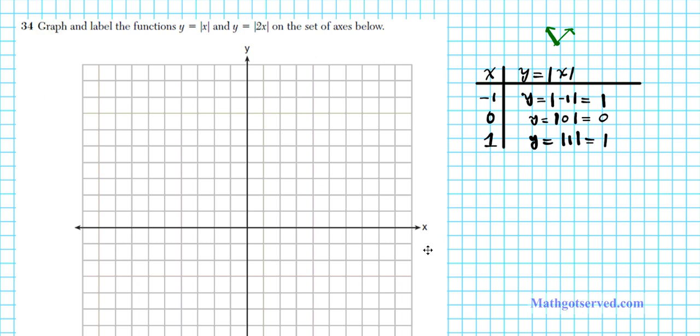So if we want to graph these points, our points are going to be 0, 0, then -1, 1, and then 1, 1. Those are all the points I need. And then let's go ahead and draw a graph for the absolute value of x. The more points you have, the better your graph will be. But we know that 2 points.